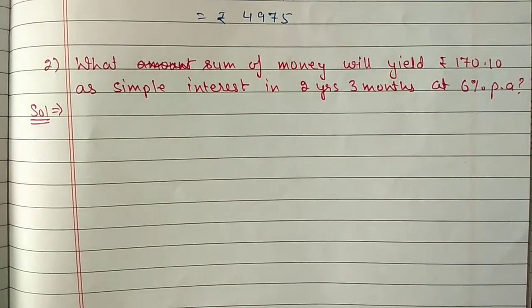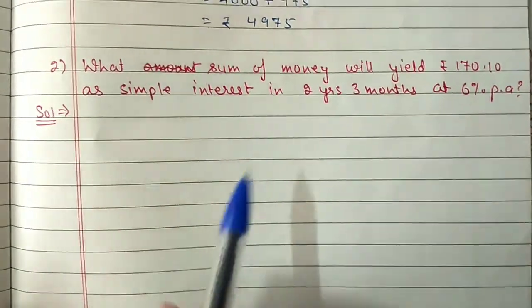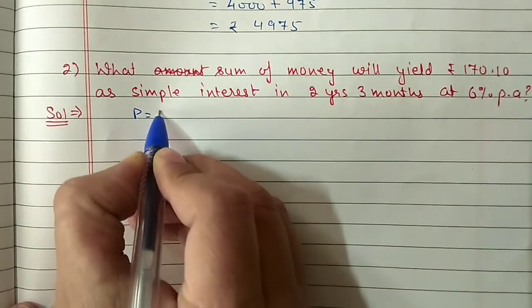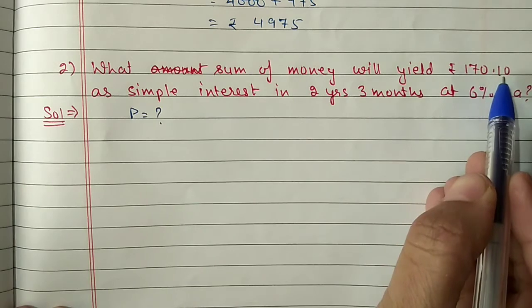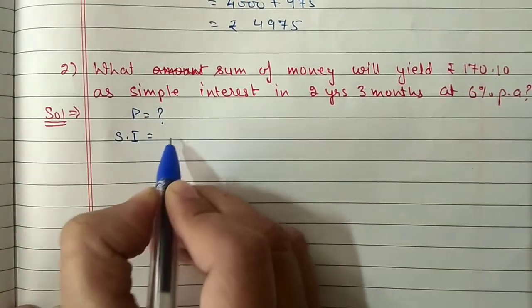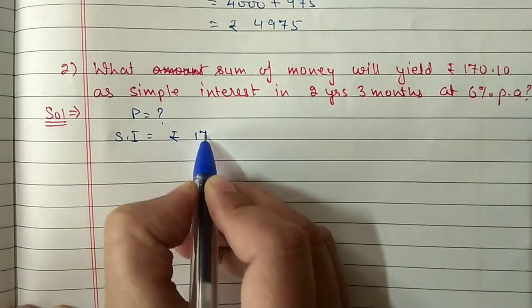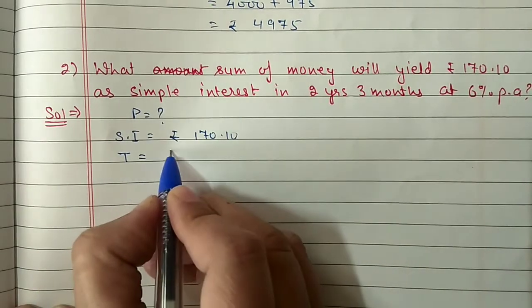Next, question number 2. What sum of money yields 170 rupees 10 paise as simple interest in 2 years 3 months at 6% per annum? So we have to find out what sum, meaning the principal amount. What is given is the simple interest, 170 rupees 10 paise. Then the time is given, 2 years 3 months.